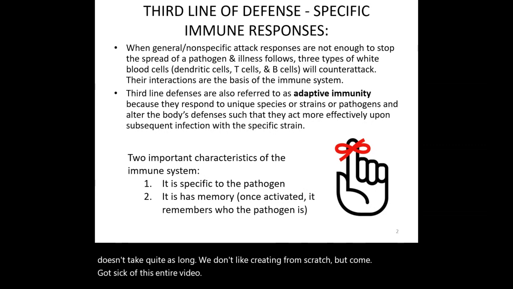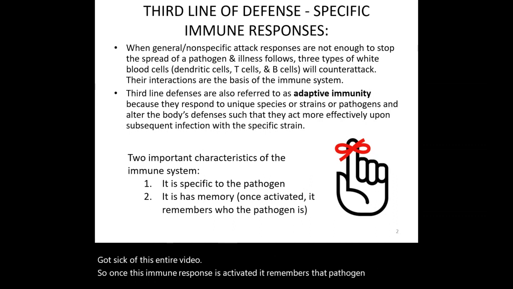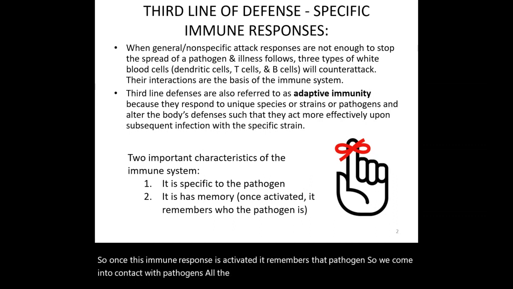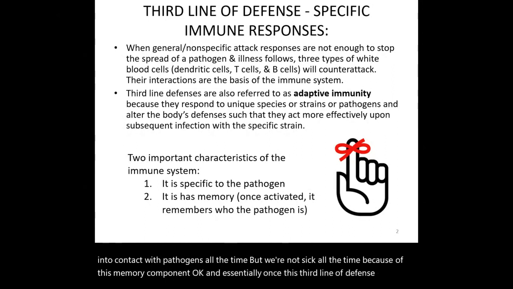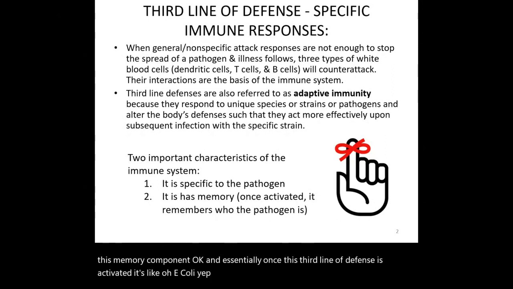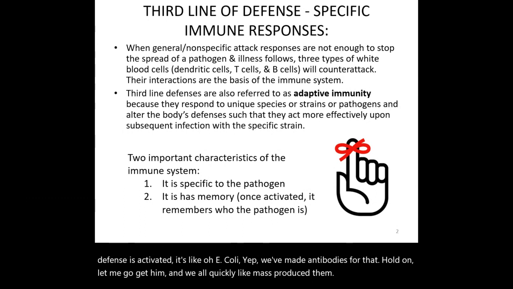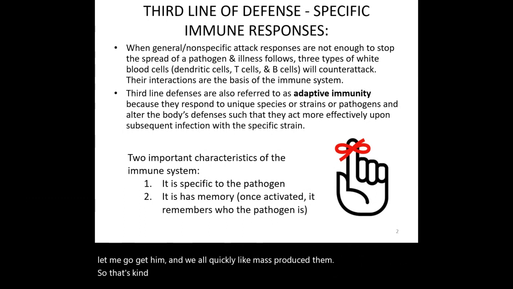So once this immune response is activated, it remembers that pathogen. So we come into contact with pathogens all the time, but we're not sick all the time because of this memory component, okay? Essentially, once this third line of defense is activated, it's like, ooh, E. coli, yep, we've made antibodies for that. Hold on, let me go get them, and we'll quickly mass produce them. So that's kind of an overview of what we're going to be talking about in this video series.